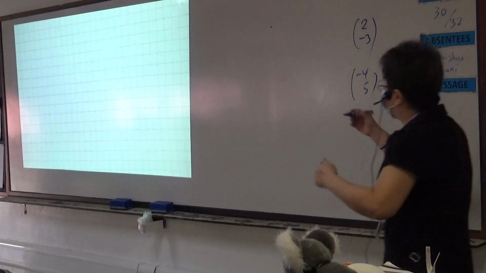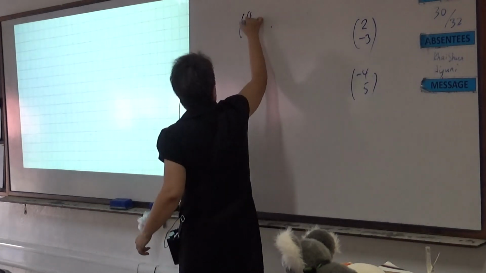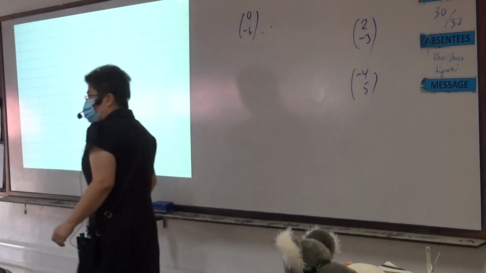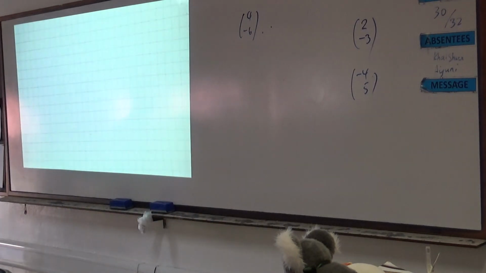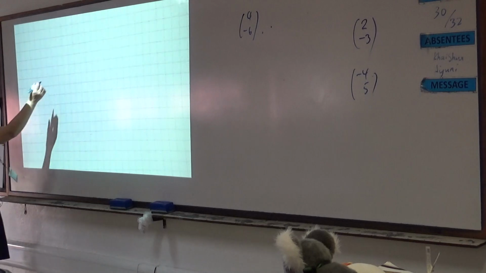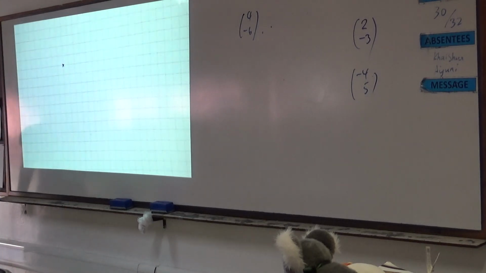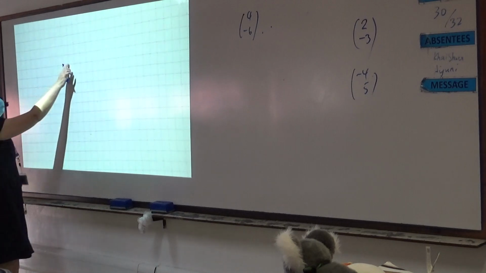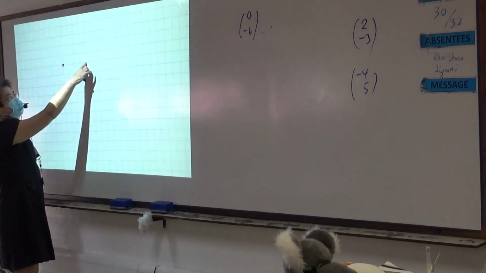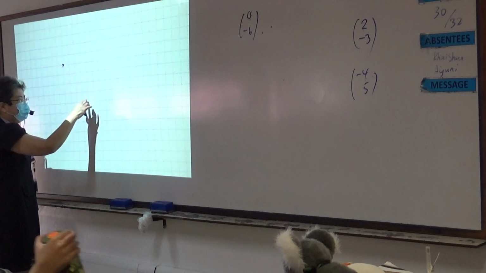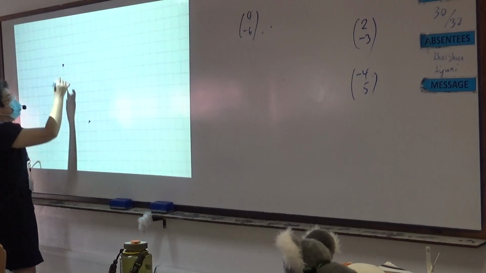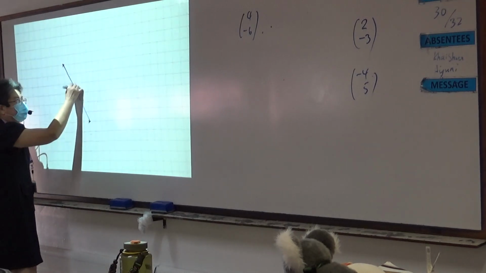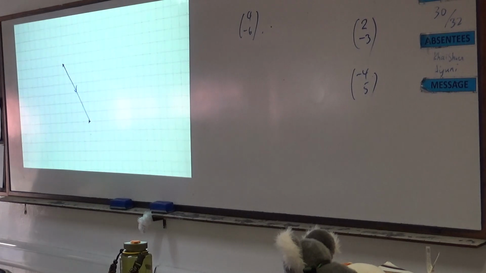The first one is (4, -6). I start somewhere, let's say here. What do I do? Move 4: 1, 2, 3, 4. Then -6: 1, 2, 3, 4, 5, 6. So it will be like this. Can you see it now? Clearer now? Okay.